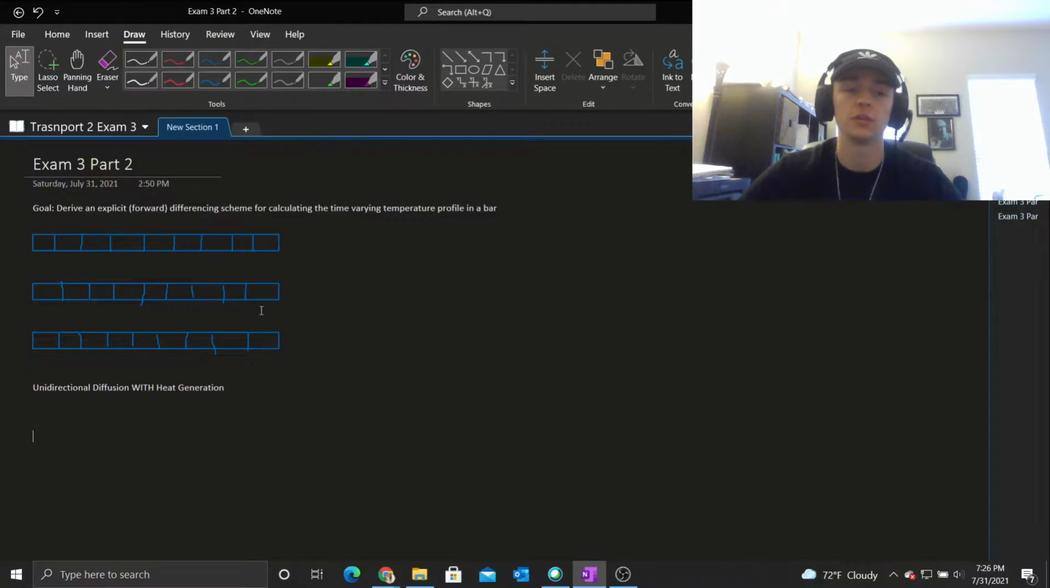So the goal of this video is to derive an explicit forward differencing scheme for calculating the time-varying temperature profile in a bar. This is all the same bar, but I'm going to write it out once for each time, and that'll come into play later.